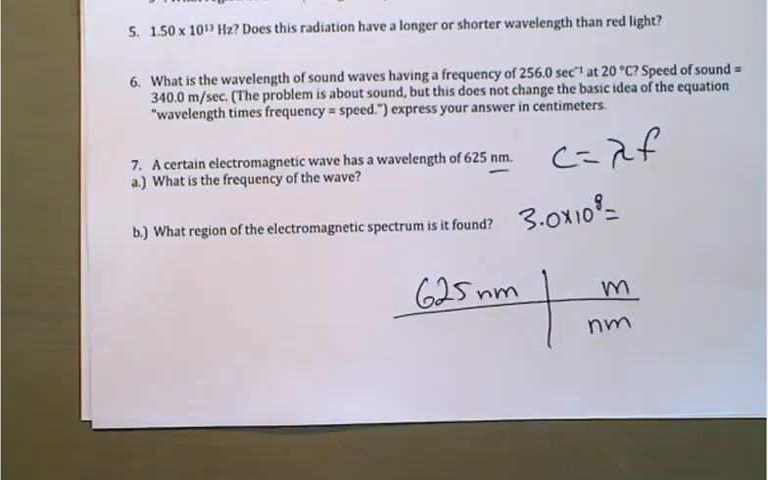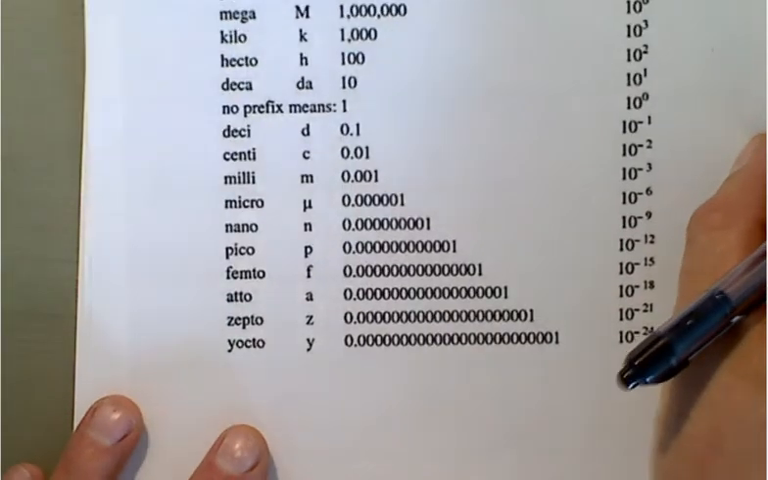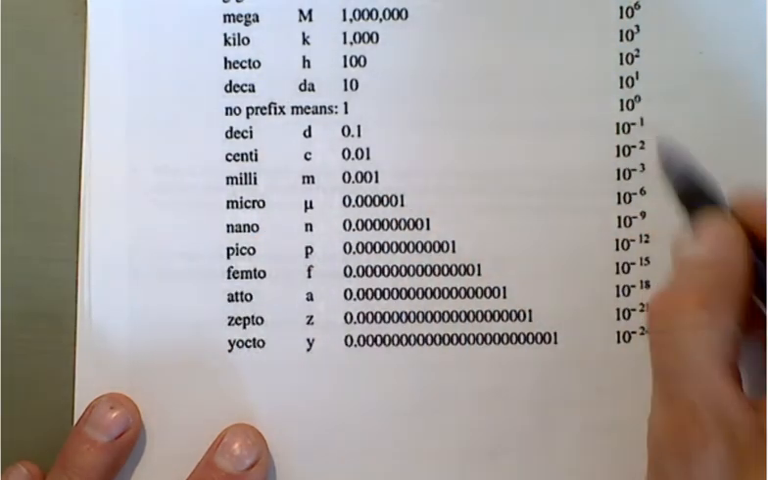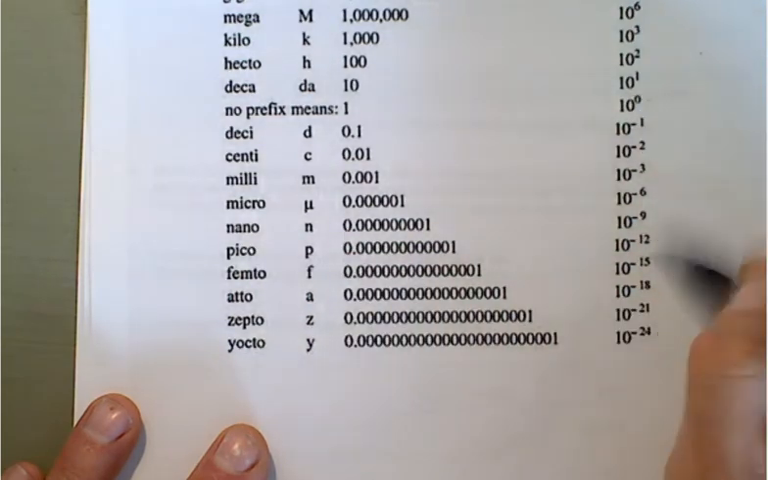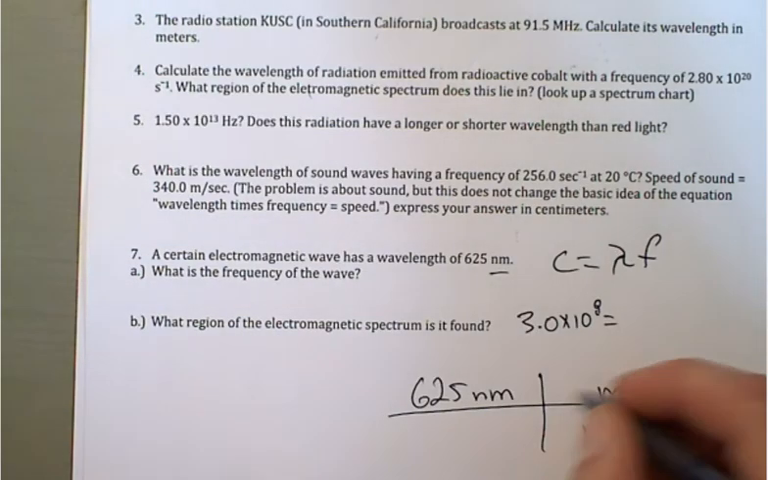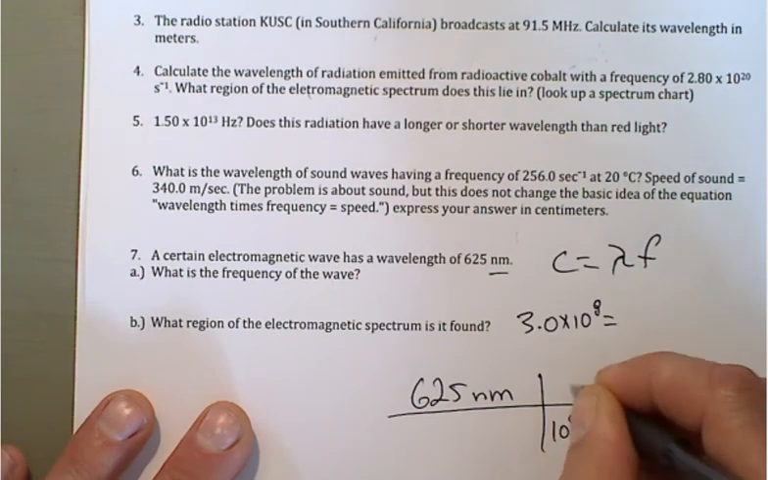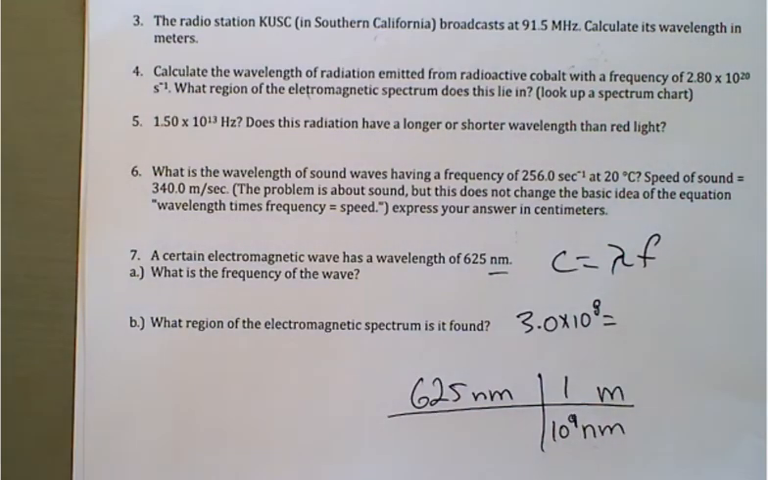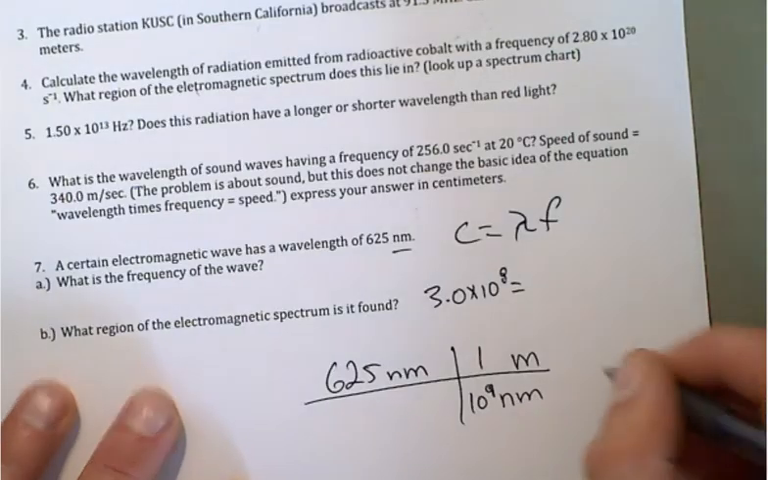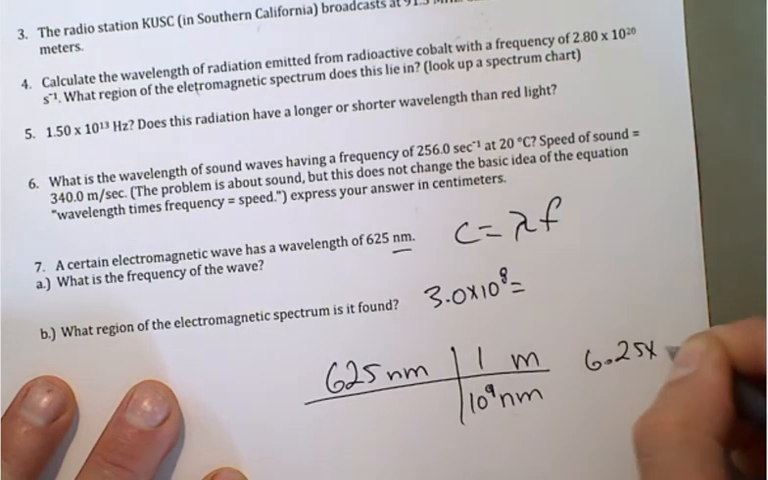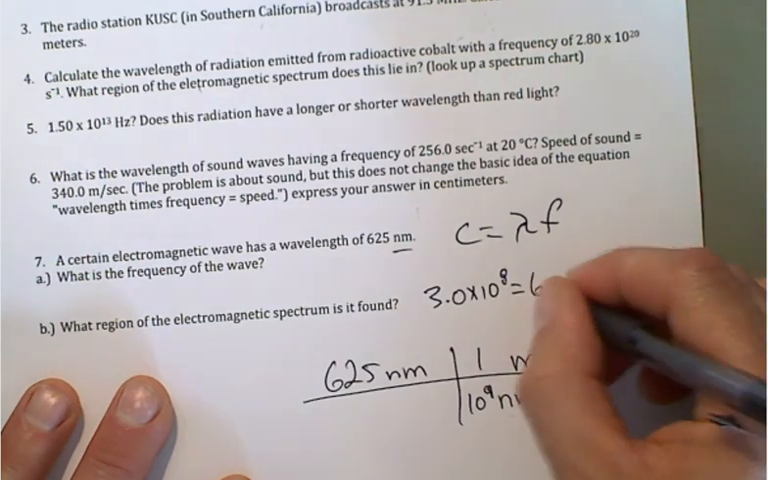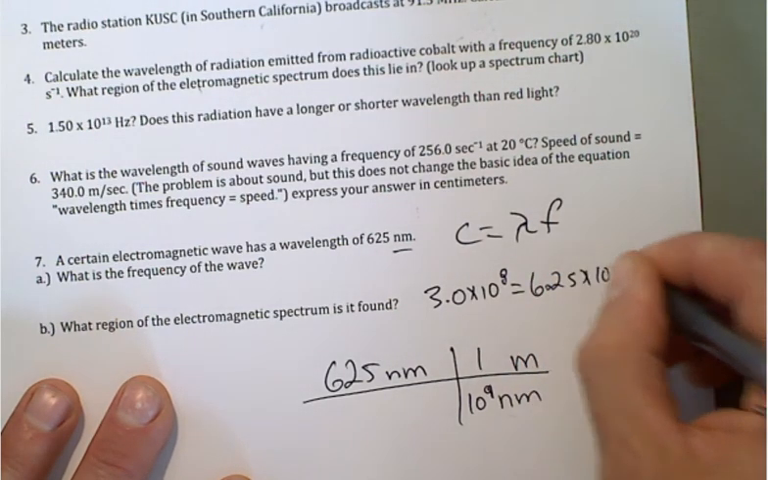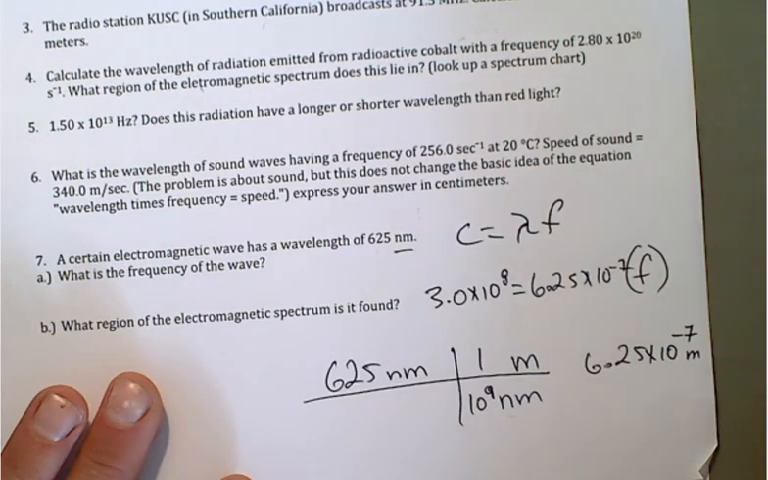I'm going to look back to my thing here and figure out how many powers of 10 separate those. So I'm going from 10 to the 0, because I have no prefix, to 10 to the negative 9. So that's 9 powers of separation. I'm going to put it with my small one. So always put it with the small one. And then you're going to go ahead and divide that, and you should get 6.25 times 10 to the negative 7th meters. Now I can put that in there, and so 6.25 times 10 to the negative 7th, and then I can solve for my frequency.